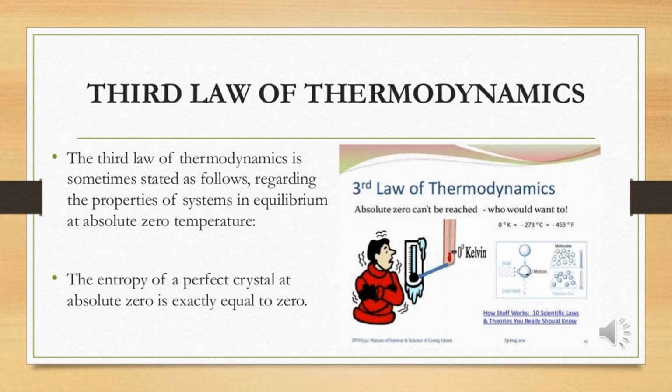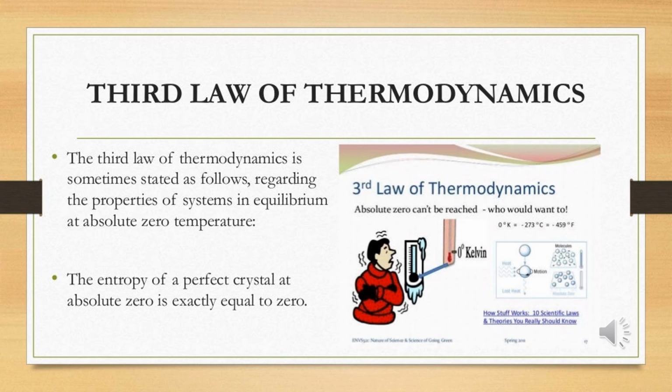And the final one is the third law of thermodynamics. Absolute zero cannot be reached. That is, zero Kelvin, or minus 273 degrees Celsius, which is also equal to minus 459 degrees Fahrenheit.